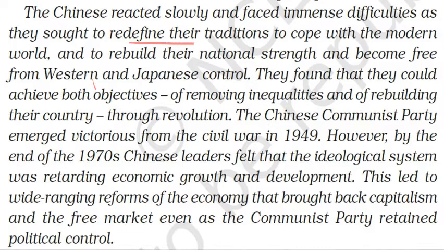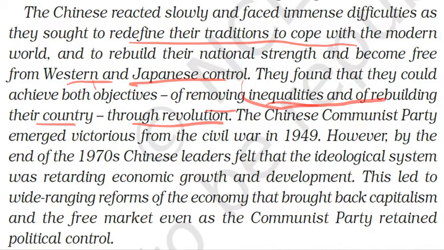The Chinese reacted slowly and faced immense difficulty as they sought to redefine their traditions to cope with the modern world and to rebuild their national strength and become free from Western and Japanese control. They found that they could achieve both objectives, removing inequality and rebuilding their country, through revolution. This went hand in hand in China.